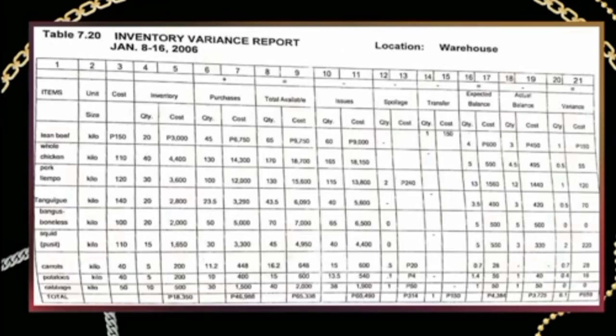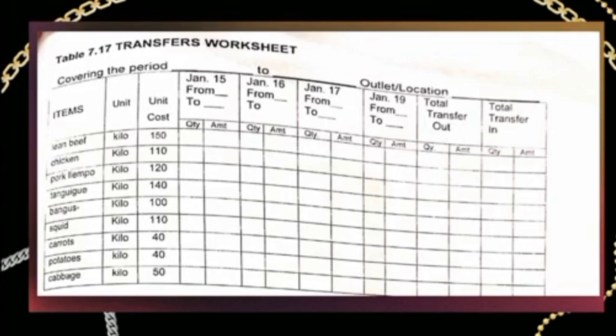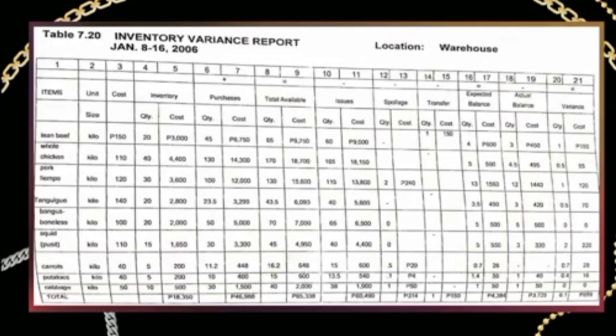So this is the inventory variance report. In columns 1, 2, and 3, assume that these are the items, unit, and unit cost. Now, this is the procedure for inventory reconciliation of storeroom items.